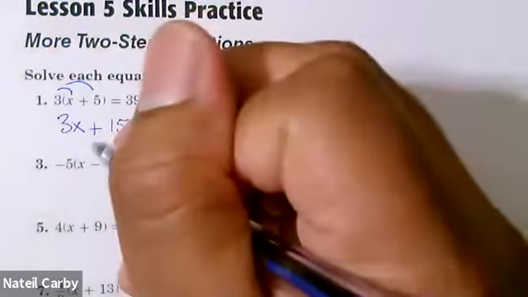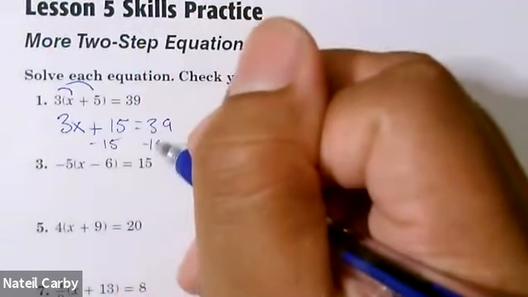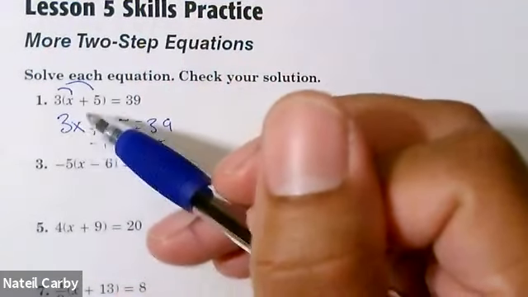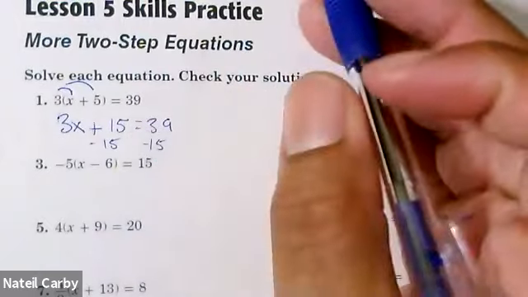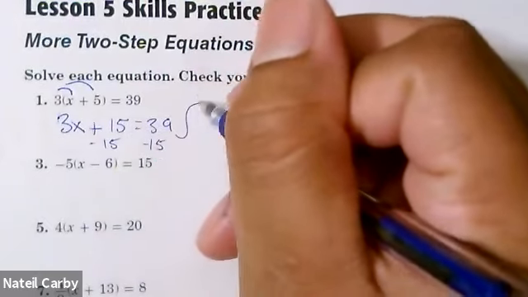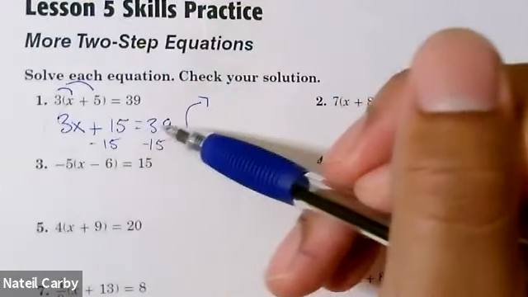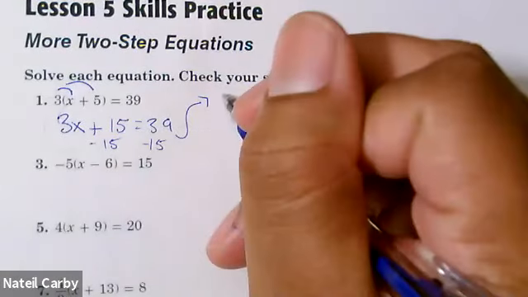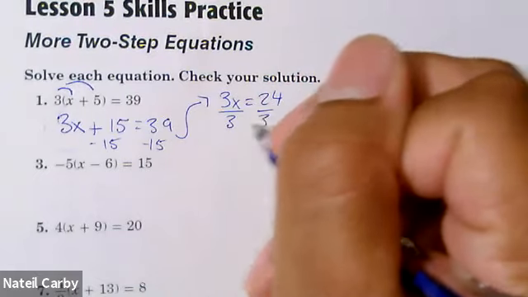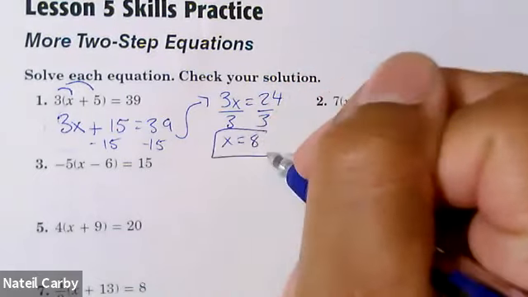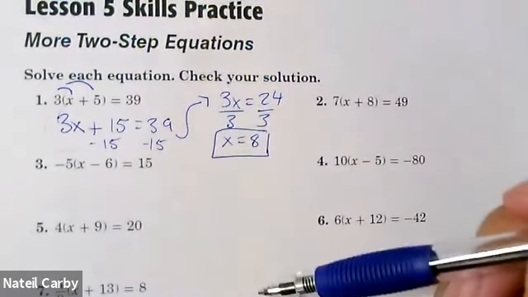So we're going to subtract 15. We don't want to subtract x, because we want to leave that for last. You want to get rid of the constant. Bring this up here. 39 minus 15 is 24, and x is equal to 8.